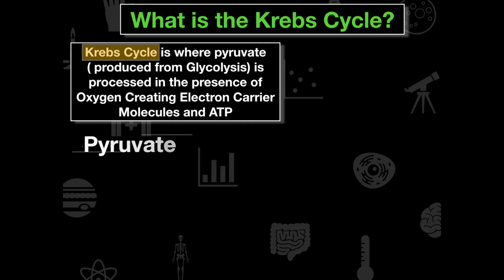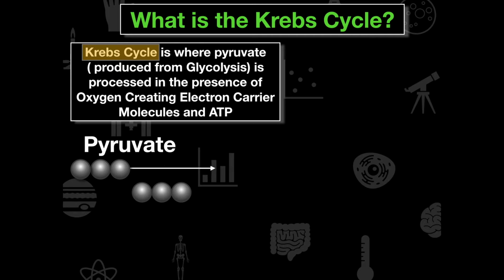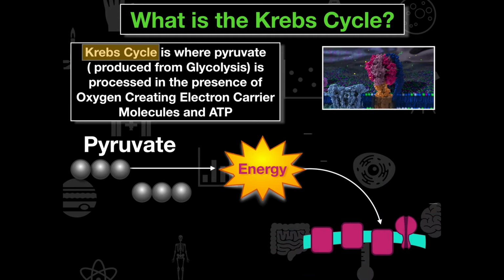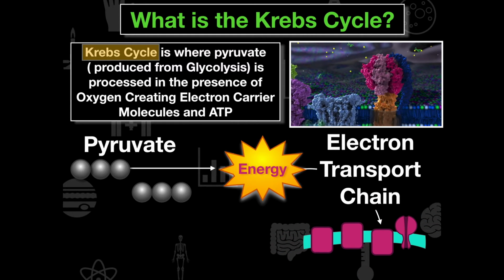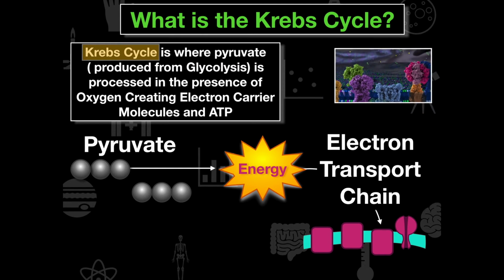So our goal here is to go from pyruvate, and we're going to have two of these 3-carbon molecules. We want to extract the chemical energy out of them, and then use that energy to power our electron transport chain. So our goal here is to use this cycle to generate energy for the electron transport chain.